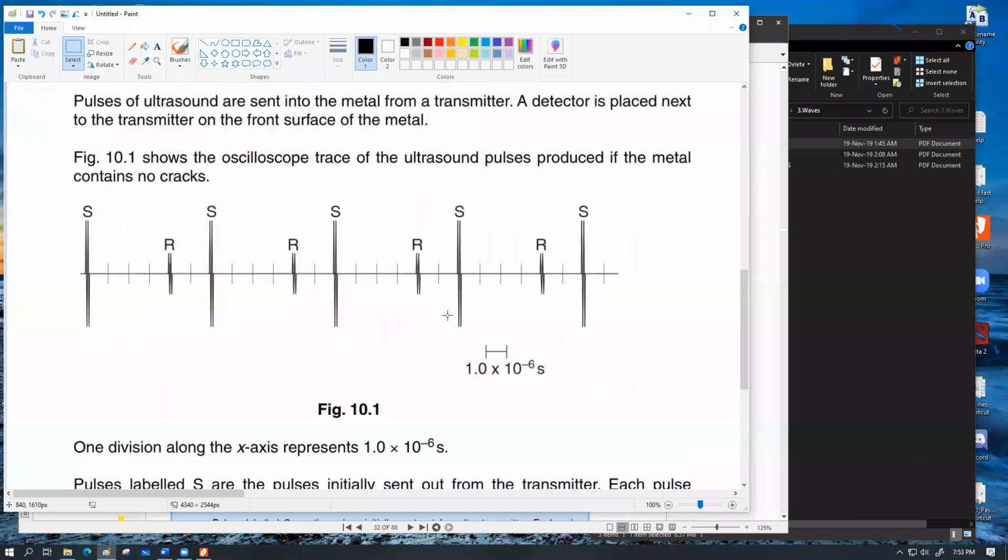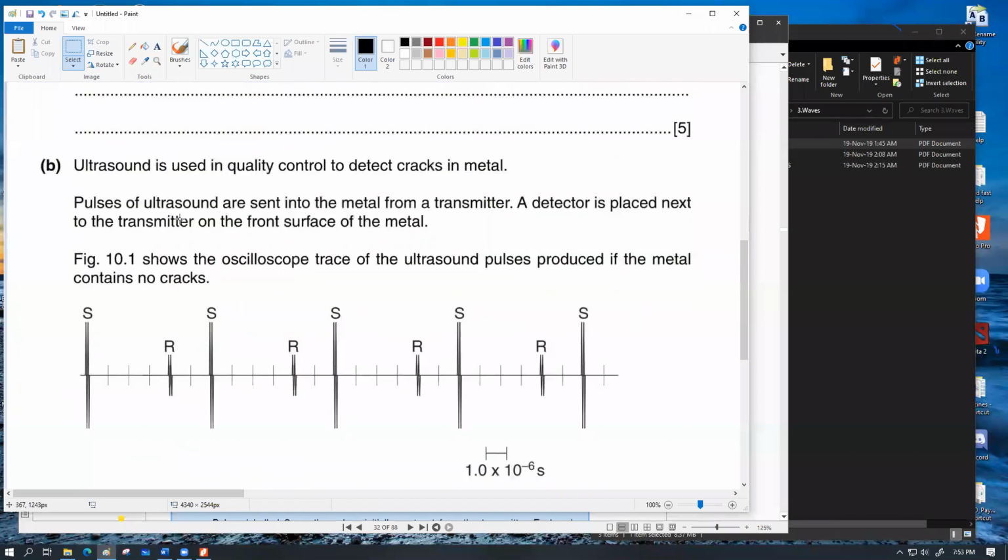Let's look at question number B. It says ultrasound is used in quality control to detect cracks in metal. Pulses of ultrasound are sent into the metal from a transmitter. A detector is placed next to the transmitter on the front surface of the metal. Figure 10.1 shows the oscilloscope trace of the ultrasound pulses produced if the metal contains no cracks.